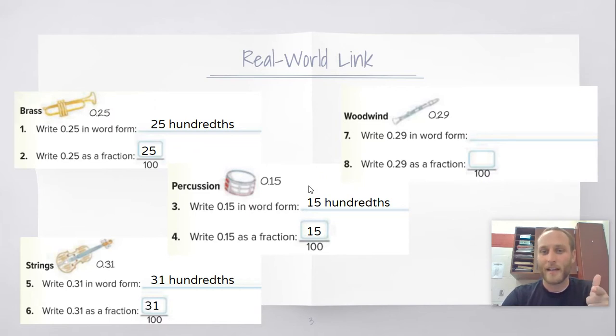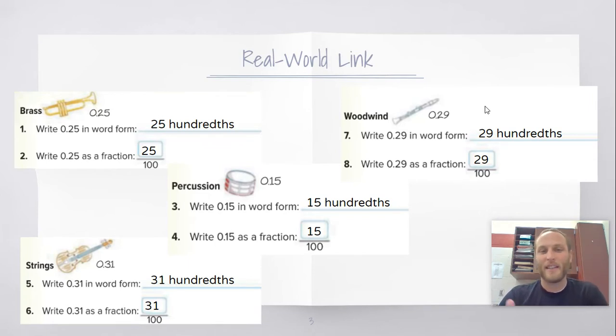So I think you could do this last one. If I had woodwind and I have 0.29, what is that in word form? You should have said 29 hundredths because that 9 is in the hundredth spot and 2 is in the 10th spot. So that's going to be read as 29 hundredths. What would it be as a fraction? Good. 29 over 100 would be 29 hundredths.